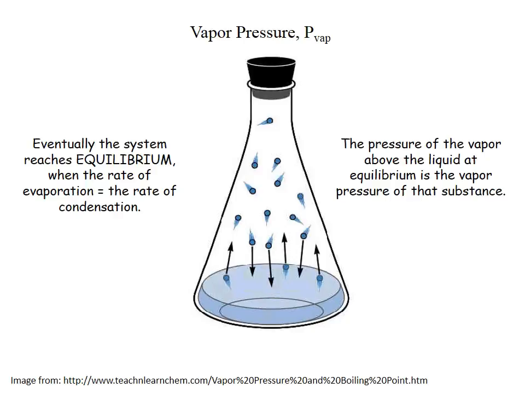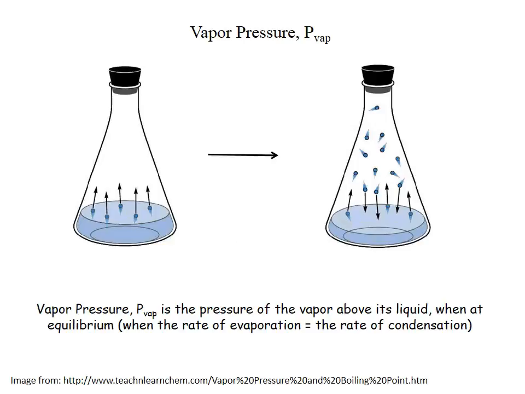And that'll be a constant for a given liquid, a given substance, at a given temperature. Of course, if we change the temperature, that changes the vapor pressure. We're going to talk about that. But you can look these up in a table. You know, if you Google vapor pressure of water, there will be different numbers listed for different temperatures. Our definition of vapor pressure up here: vapor pressure, which is abbreviated P sub vap, is the pressure of the vapor above its liquid when at equilibrium.